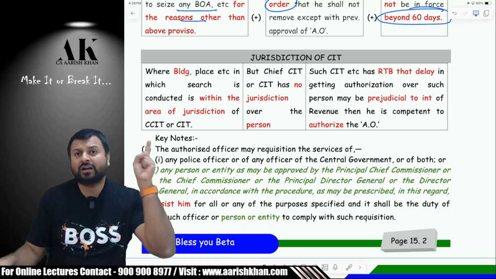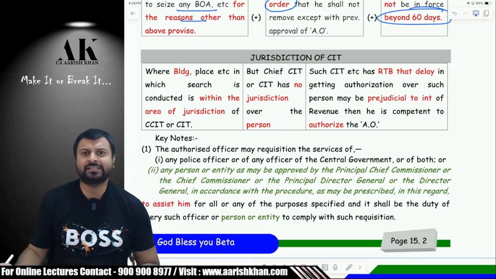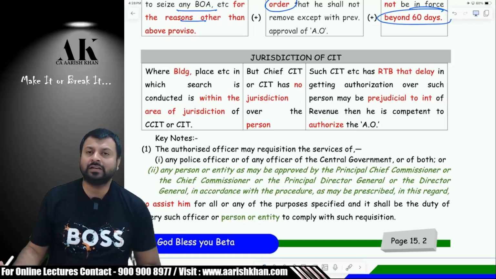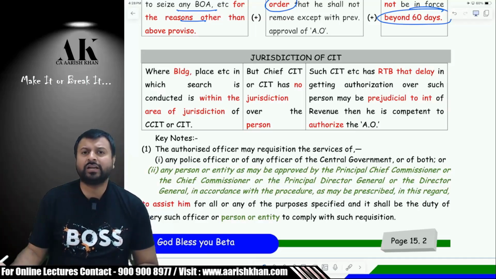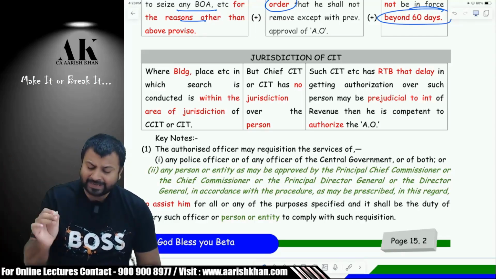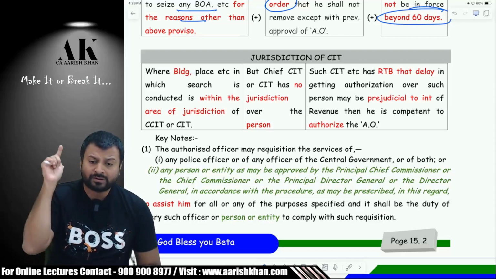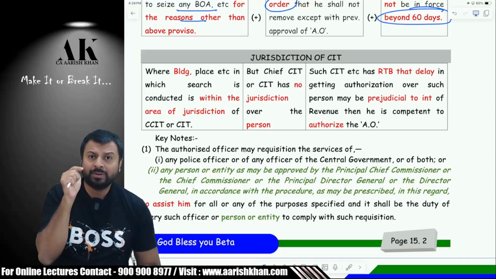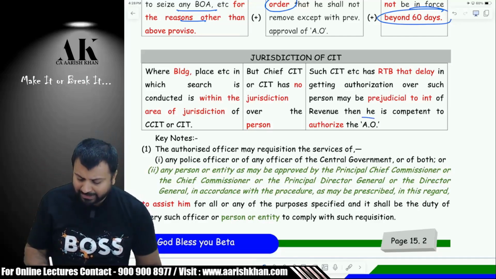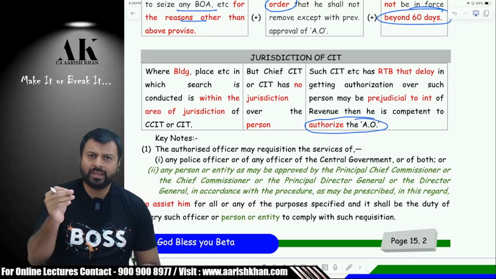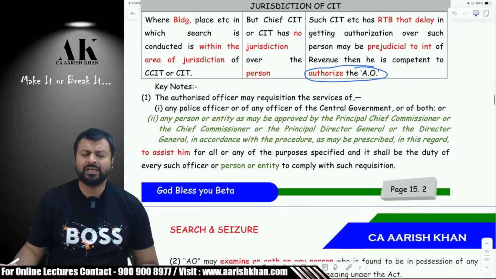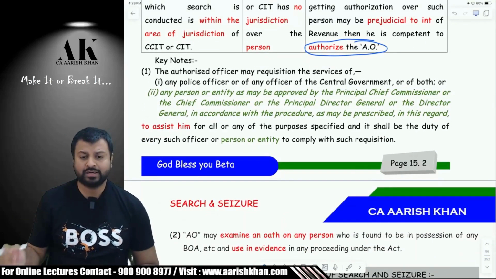But if the Mumbai CIT feels that delay in getting the authorization would be detrimental to the interest of the department, will be prejudicial to the interest of the department, if delay in getting the approval from the Delhi commissioner will be prejudicial to the department, then the Mumbai commissioner may authorize the Mumbai AO to do the search and seizure in the interest of the revenue. I hope it is clear to all of you.